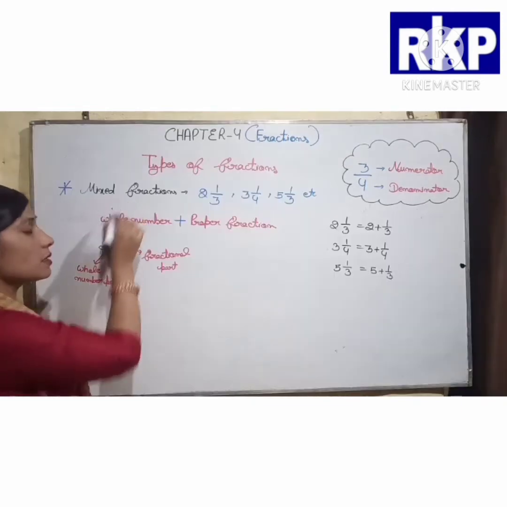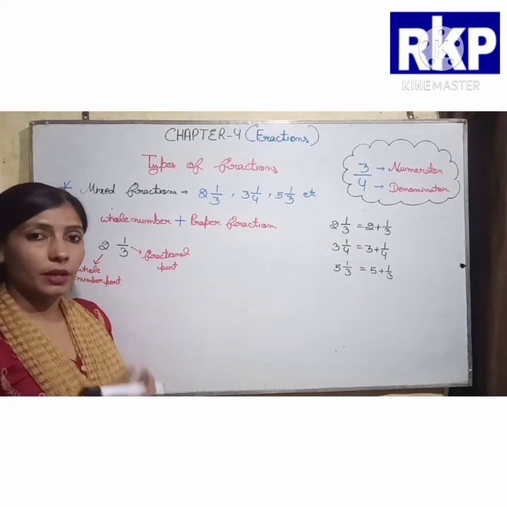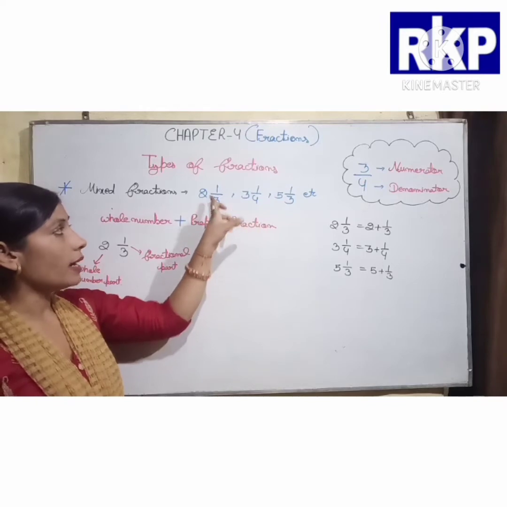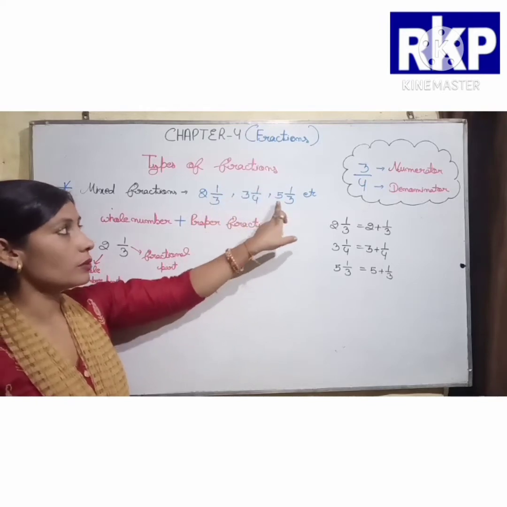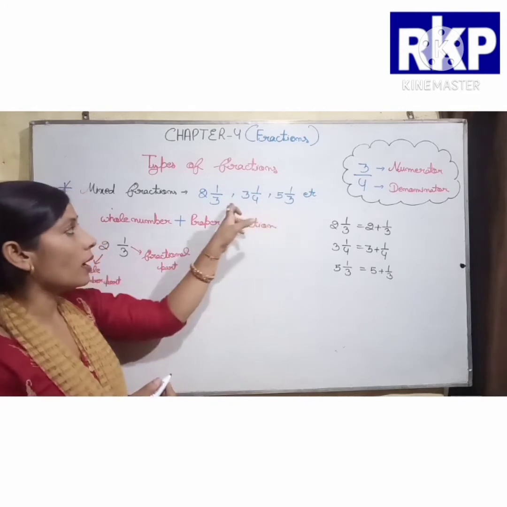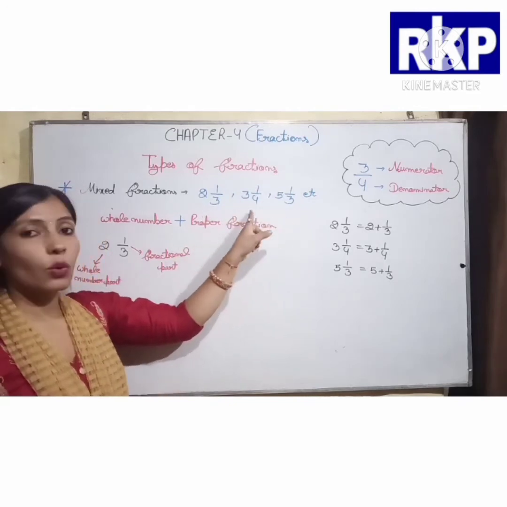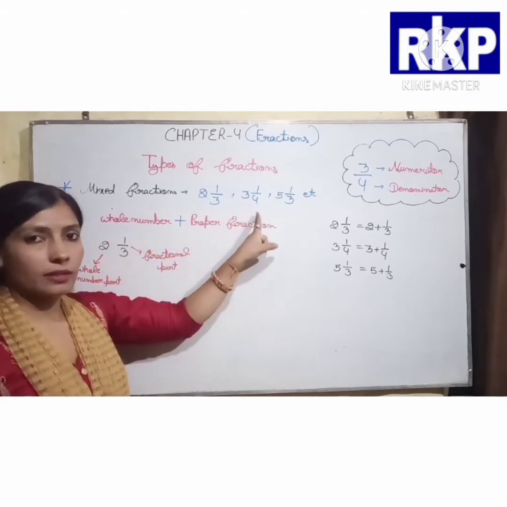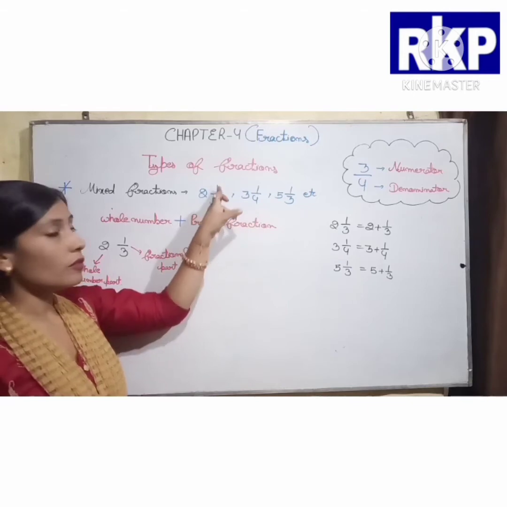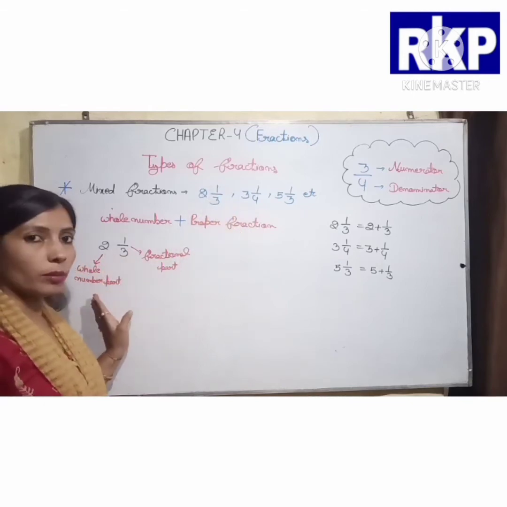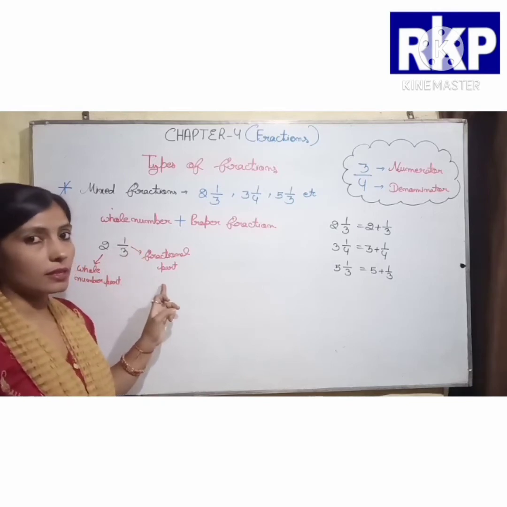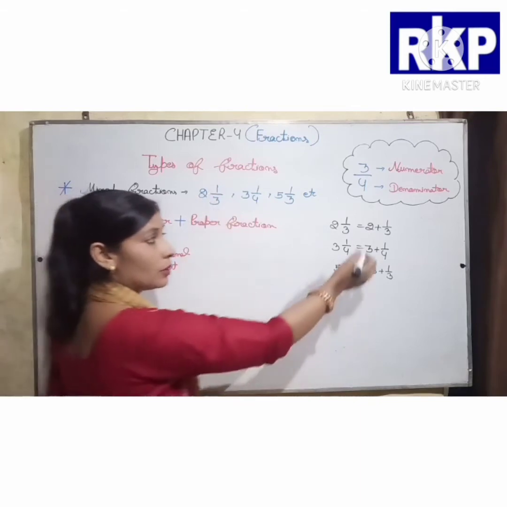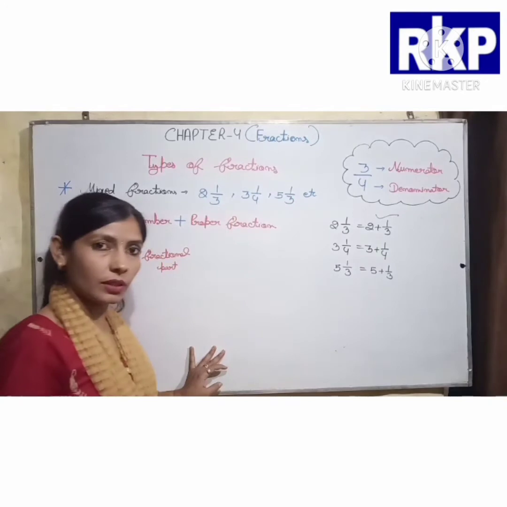Now next is mixed fractions. Mixed fraction is combination of whole number and proper fraction. Here you can see 2 and 1 by 3, 3 and 1 by 4, 5 and 1 by 3. These all are mixed fractions because these all are having two parts. One is whole number part and one is fractional part. Okay. In 2 and 1 by 3, you can see 2 is whole number part and this 1 by 3 is a fractional part. Okay. And beta, 2 and 1 by 3 means 2 plus 1 by 3.